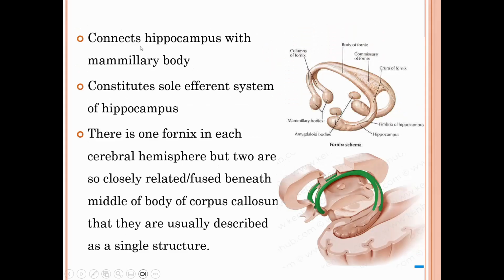So what they are doing, they are connecting the hippocampus with the mammillary body. Okay, so you can see here the mammillary body and here is the hippocampus. So they constitute the sole efferent system of the hippocampus. There is one fornix in each cerebral hemisphere, but the two are so closely related and fused beneath the middle of the body of the corpus callosum that they are usually described as a single structure. Actually, they are present in both cerebral hemispheres, but they are described as a single structure.